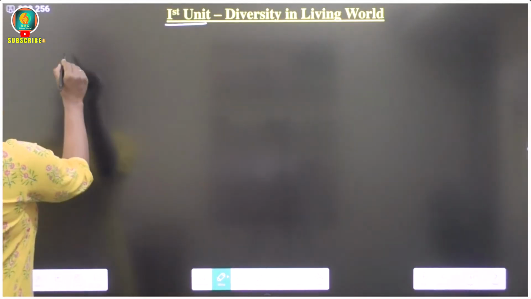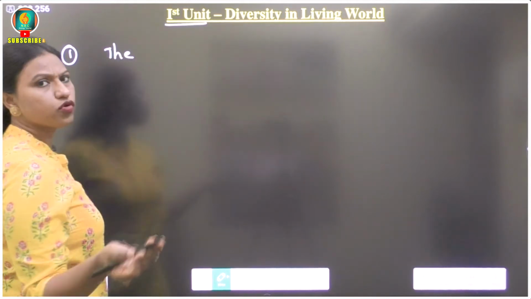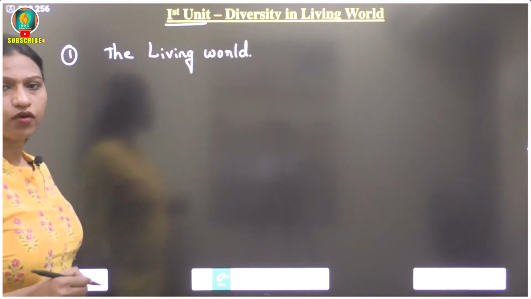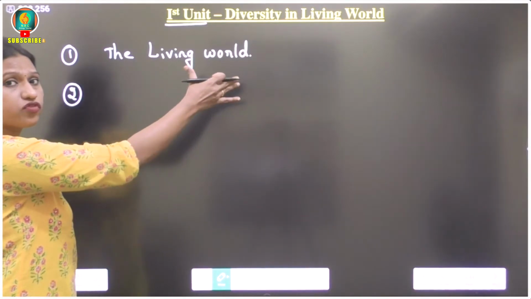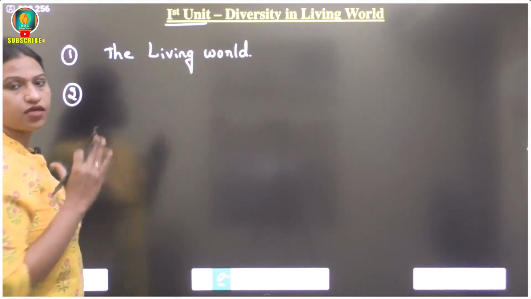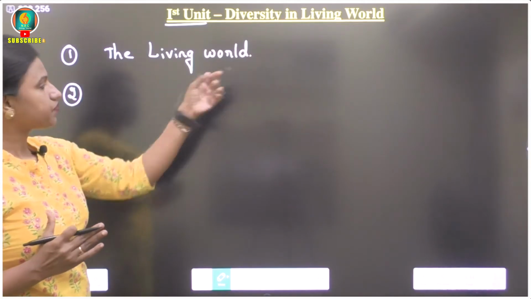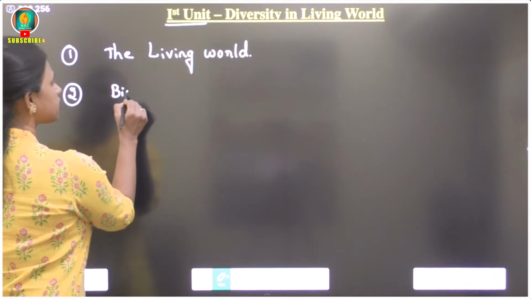The first chapter is the living world, the chapter we are doing now. We will talk about the overview of this chapter shortly, after giving information on this first unit. Now the second chapter in this unit is about biological classification.